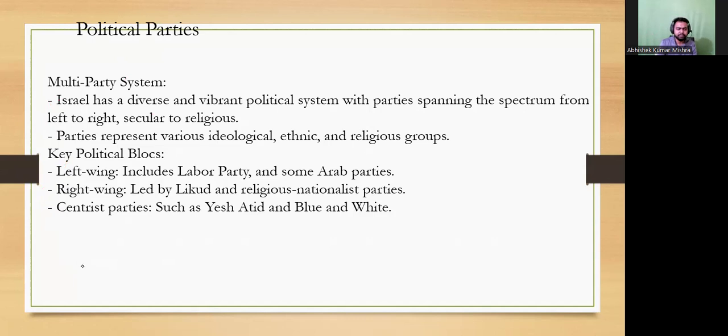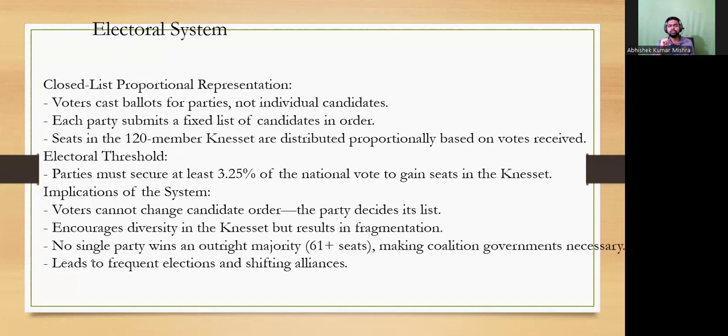And the next thing, let me tell you, is the electoral system. What is the electoral system which is being followed over here? That is called closed list proportional representation. Let us understand what is proportional representation. Proportional representation can be of different kinds. I'm just discussing one kind being followed in Israel, that is the list system. Within this list system, there can be closed list and open list.